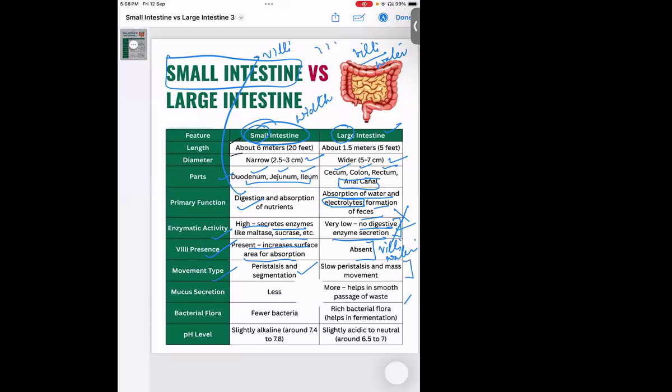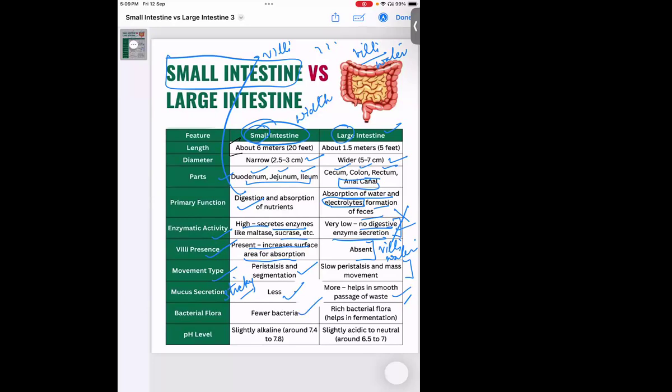Then in the large intestine, there is slow peristalsis. Peristalsis happens, but at a very slow rate. And also the mass movement will be there. Mass movement means the movement of the waste material. Then mucus production is less in the small intestine, whereas it is more in the large intestine. Why the mucus? Mucus is a kind of sticky substance. In the small intestine, it is produced in less amount, whereas in the large intestine, it is produced in more amount because they have to push the undigested food to the next part.